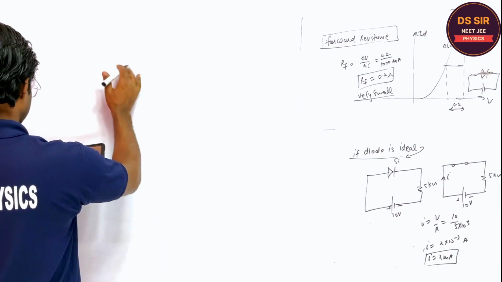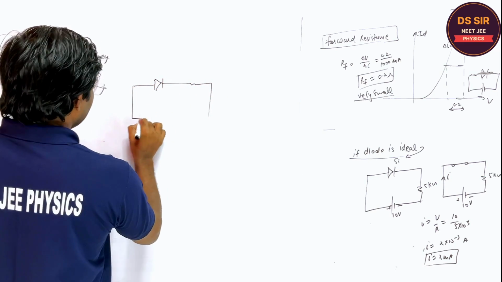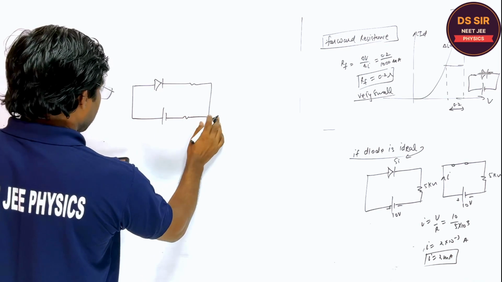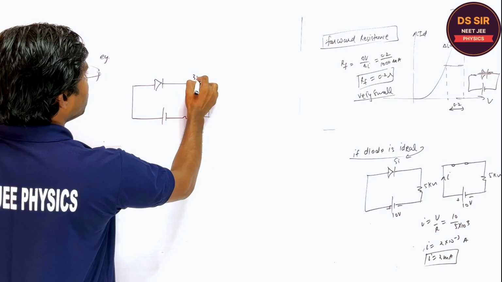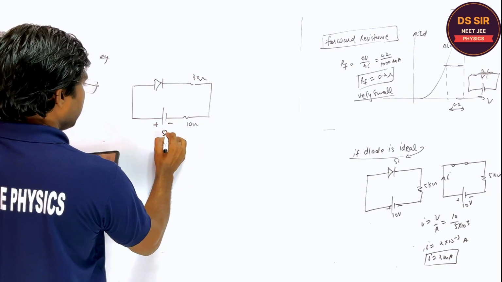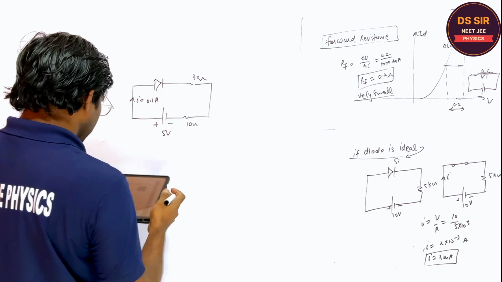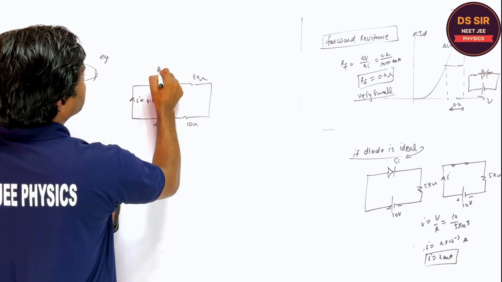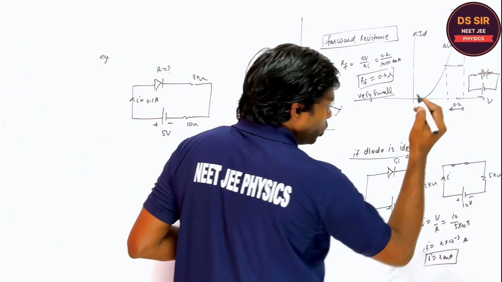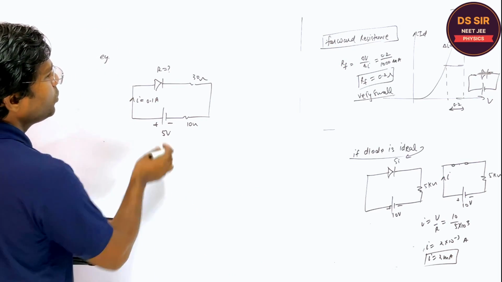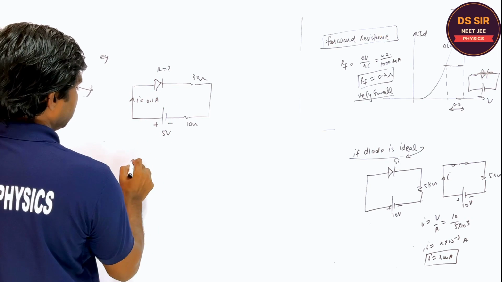So some other questions are there. For example, in this question there is a diode, the resistance, the battery, right? The resistance is 10 ohm, this is 30 ohm, the battery is 5 volt, and the current given in the question is 0.1 ampere, right? They are asking the resistance. Although the ideal diode offers zero resistance, a practical diode offers some resistance, right? So if the resistance is R, then I is equal to what?